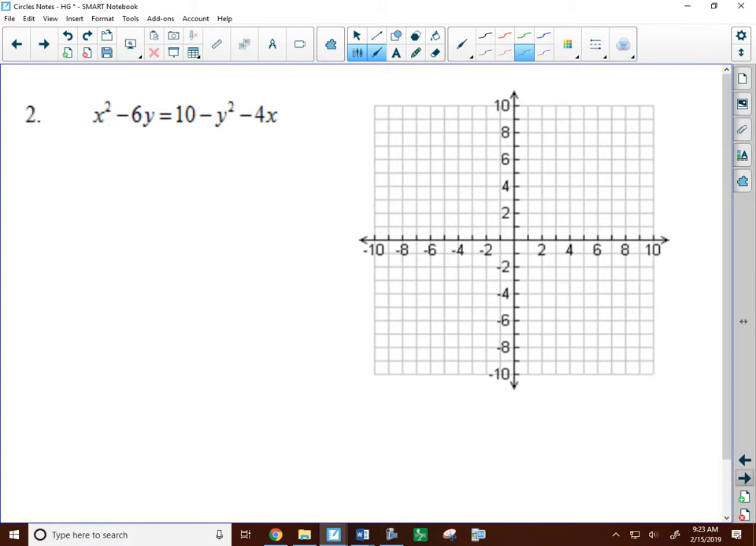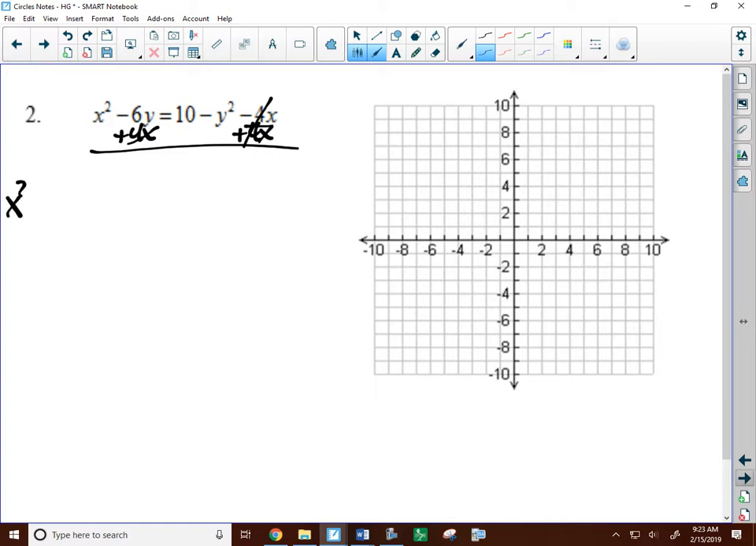So let's try another one, Nate. Number 2. I'm going to group the x terms together on the left side. Notice this one, I have to add 4x to both sides, because that negative 4x goes on the right side and I need the x terms on the same side. You want the x squared and y squared to be positive, so don't give them to the right side.